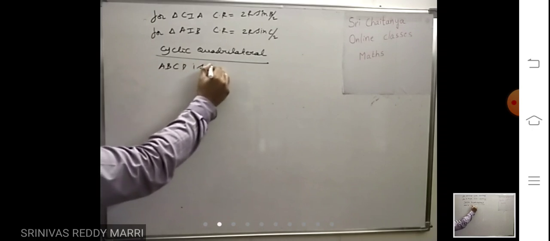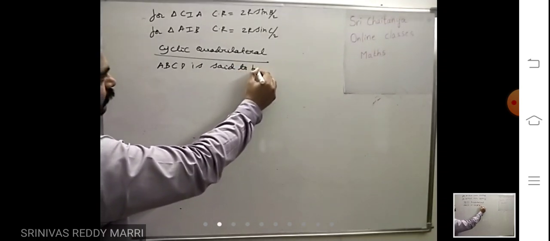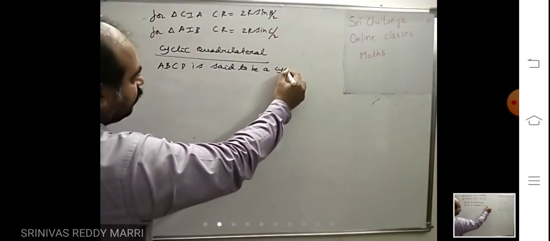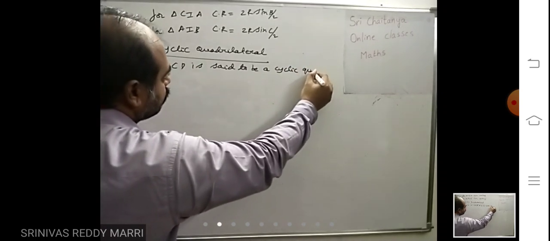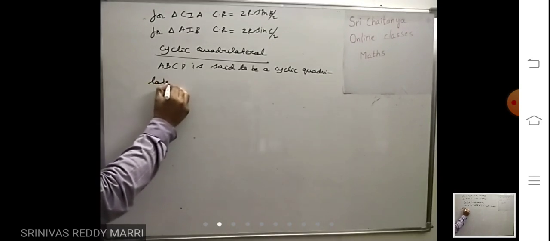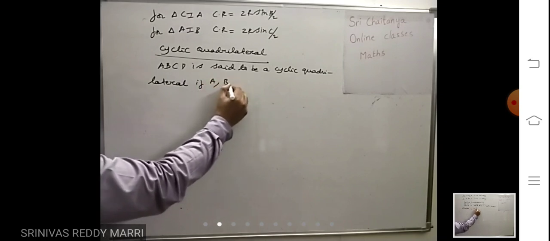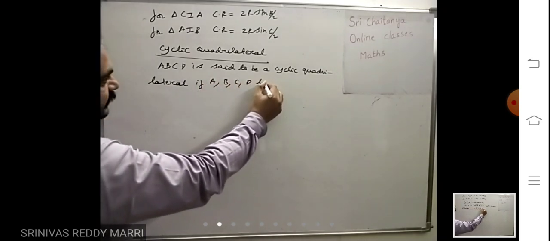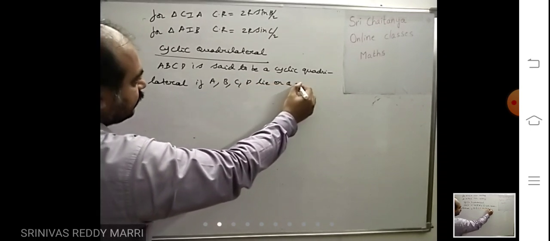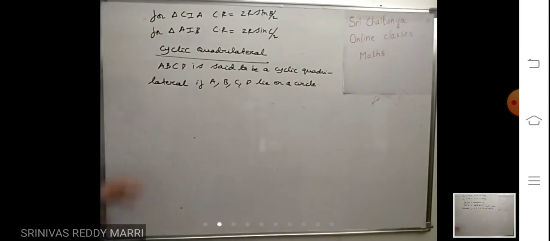ABCD is said to be a cyclic quadrilateral if the vertices A, B, C, D lie on a circle. If all the four vertices lie on a circle, it is called a cyclic quadrilateral. Look at here.